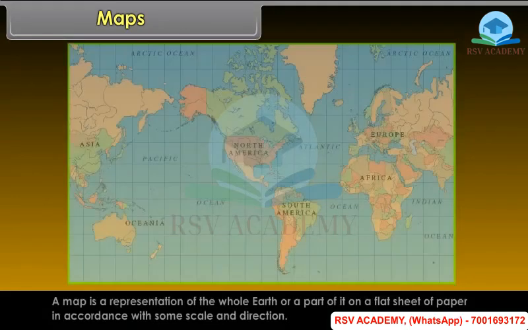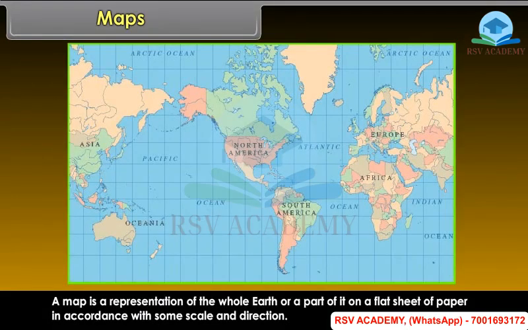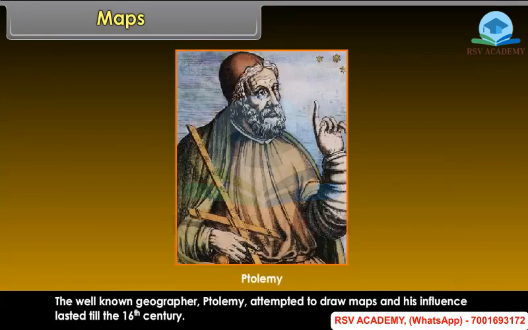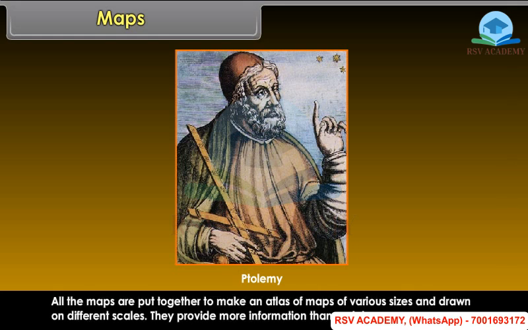Maps. A map is a representation of the whole Earth or a part of it on a flat sheet of paper in accordance with some scale and direction. The well-known geographer Ptolemy attempted to draw maps, and his influence lasted till the 16th century. All the maps are put together to make an atlas of maps of various sizes and drawn on different scales. They provide more information than a globe.